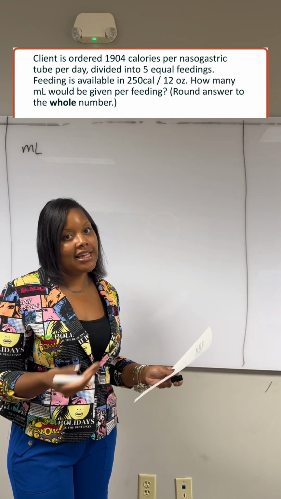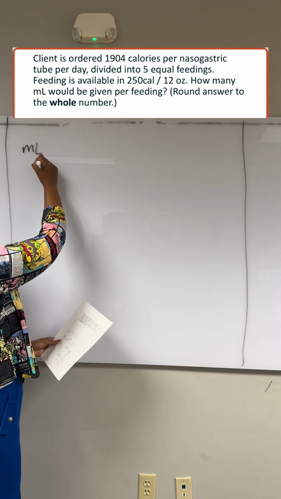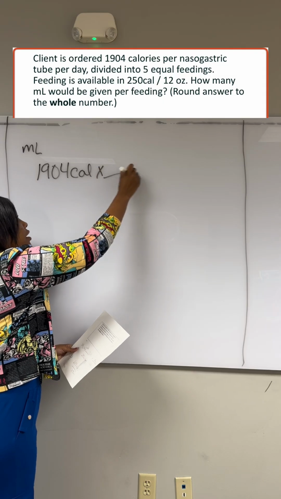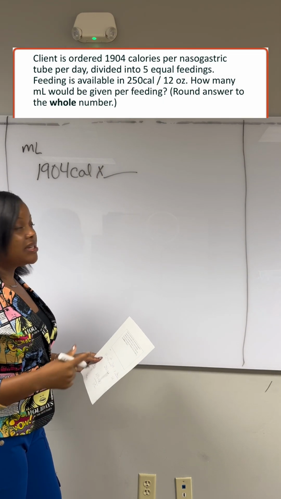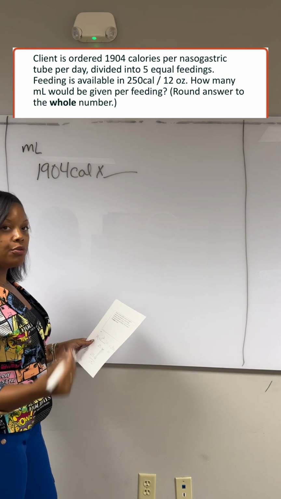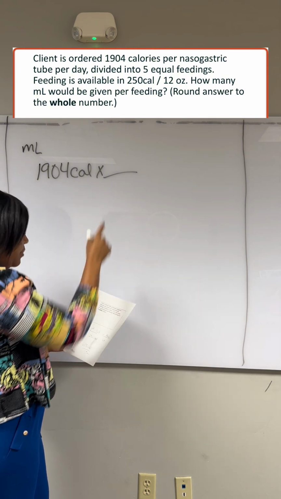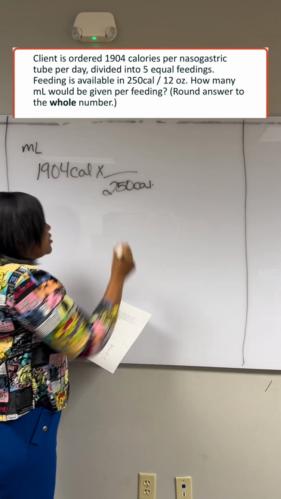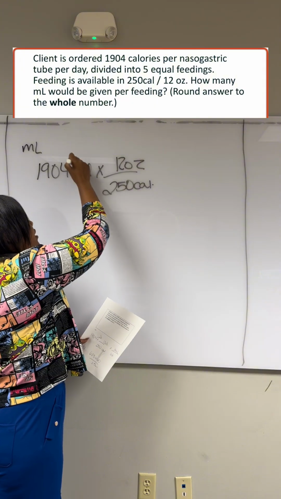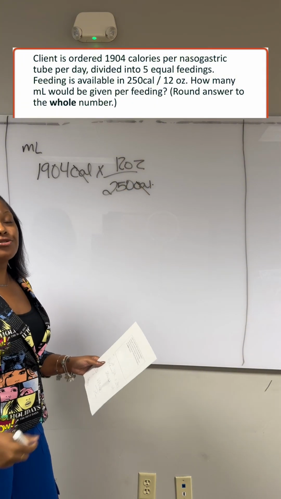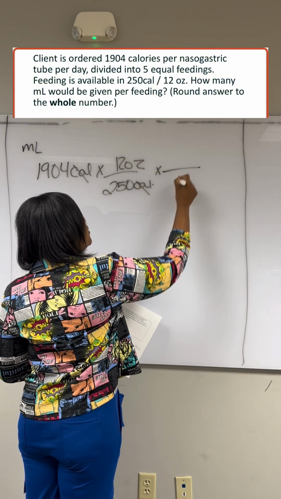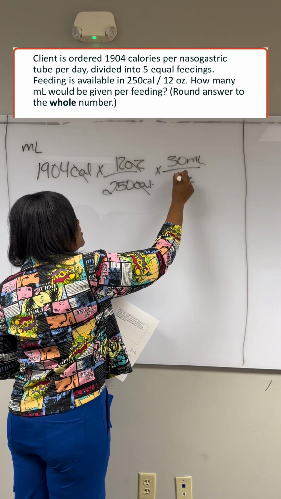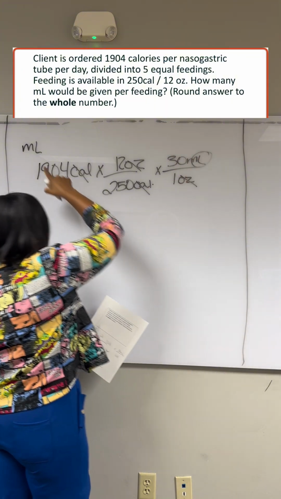So what I like to do is start with the order. What's ordered? 1,904 calories. We know our answer needs to end in mLs, so we need to cancel out our calories. How do we cancel out the calories? We need to get calories on the bottom. Your question says that there's 250 calories in 12 ounces. So calories cancel out, we're left with ounces, but our answer needs to be in mLs. We know that 1 ounce is 30 mLs. So ounces cancel out, and we're just left with mLs, which is what we want.